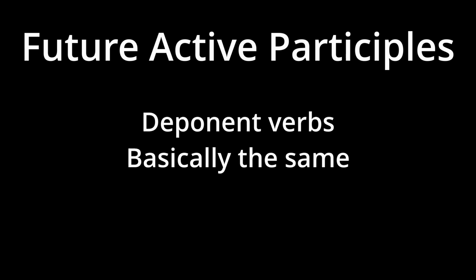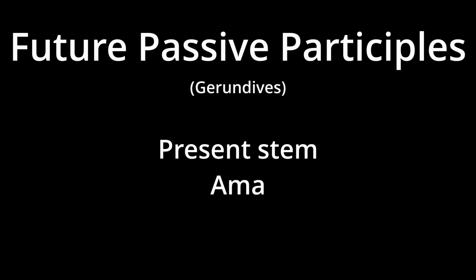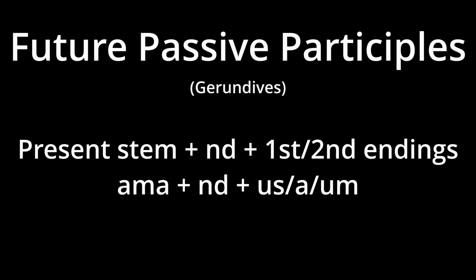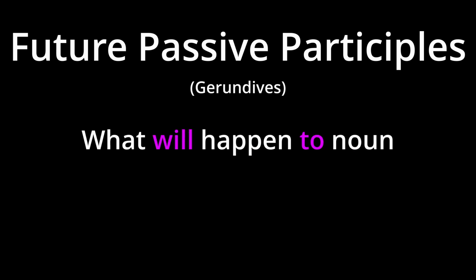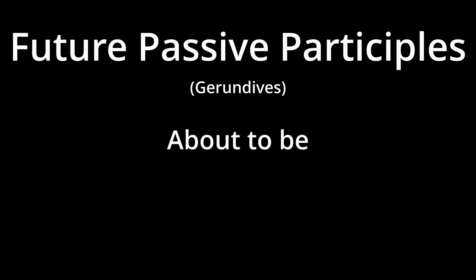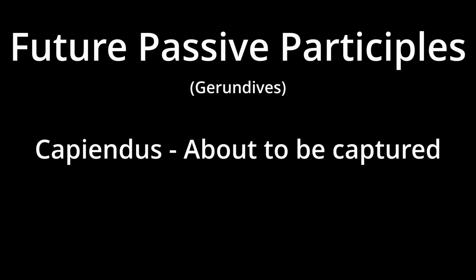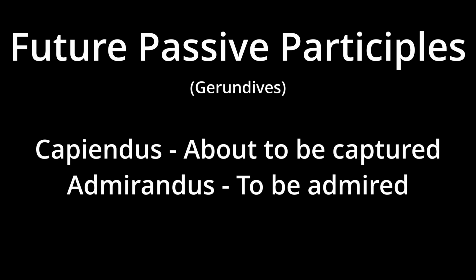Deponent verbs, once again, become participles and are translated just like the regular verbs. Now we have future passive participles, also known as gerundives. These are formed using the present stem, same as the present active participle, but with nd plus the first or second declension endings. You see that nd? You're about to be future passive participled. These are describing what will happen to the noun, so something is about to be or is to be. So, capiendos, about to be captured, admirandos, to be admired.